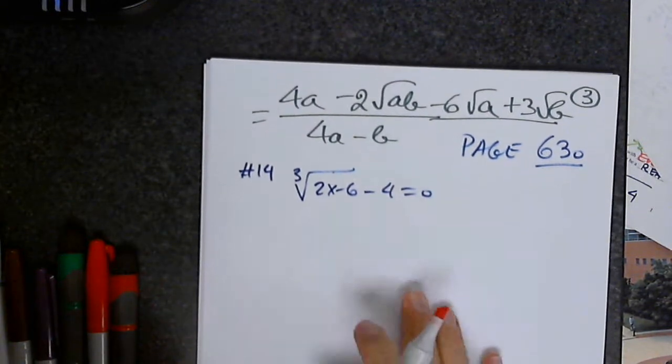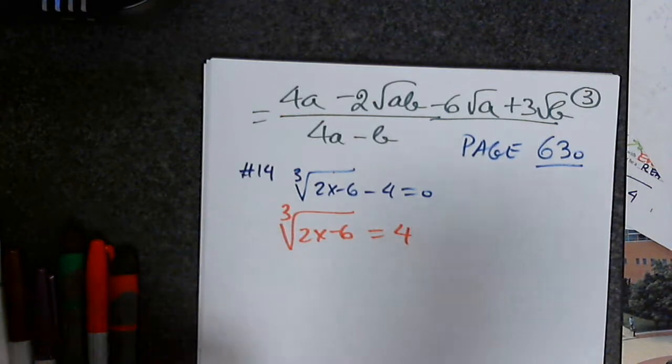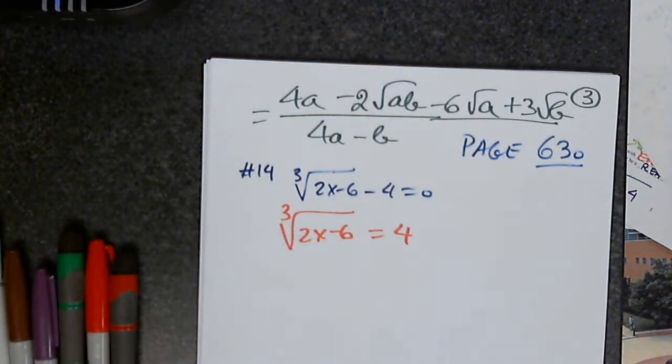There is only one radical in this problem, so I will write the cube root of 2x minus 6 equals 4. And now, what power is the cube root? And you cannot say 3. Roots are fractions, right? Powers that are fractions. So when I say what power is the cube root, you will have to say 1/3.